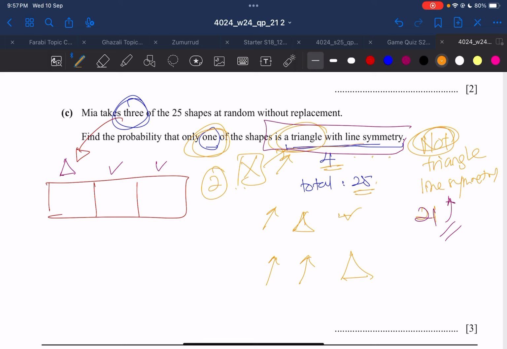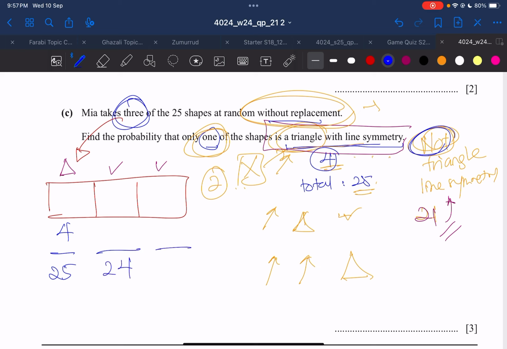Now, it's also important for us to highlight without replacement, meaning that the denominator goes minus 1, minus 1, minus 1, because she does not put it back. So let's say the first one is again the line of symmetry triangle. We know it's 4, so automatically 4 over 25. And then the next one is not a triangle with line of symmetry. Because it is without replacement, it will affect the denominator, which decreases by 1, because there are 3 shapes.